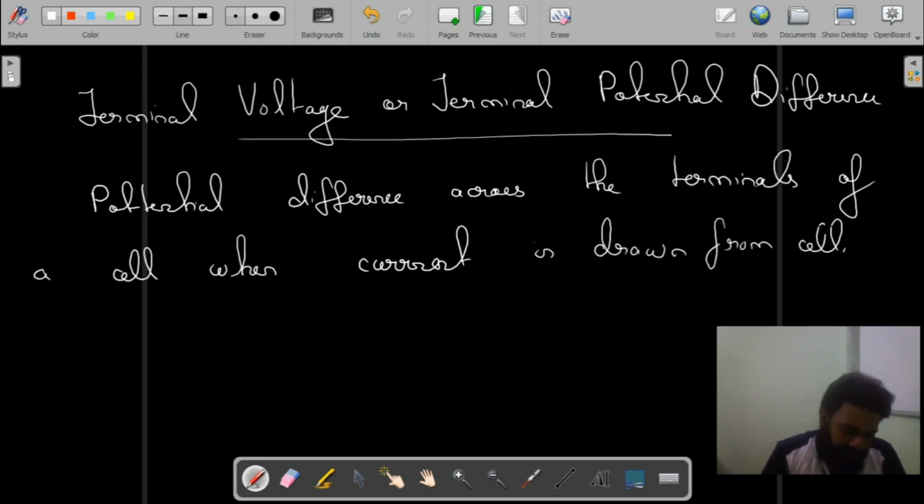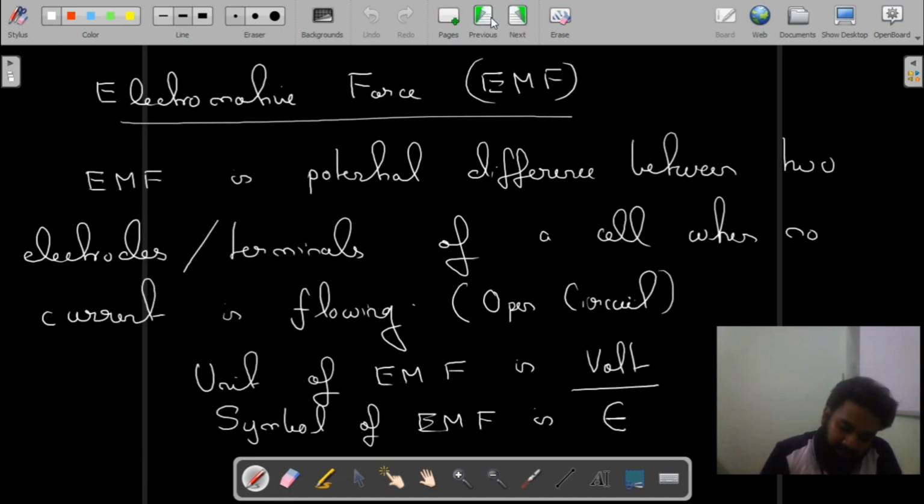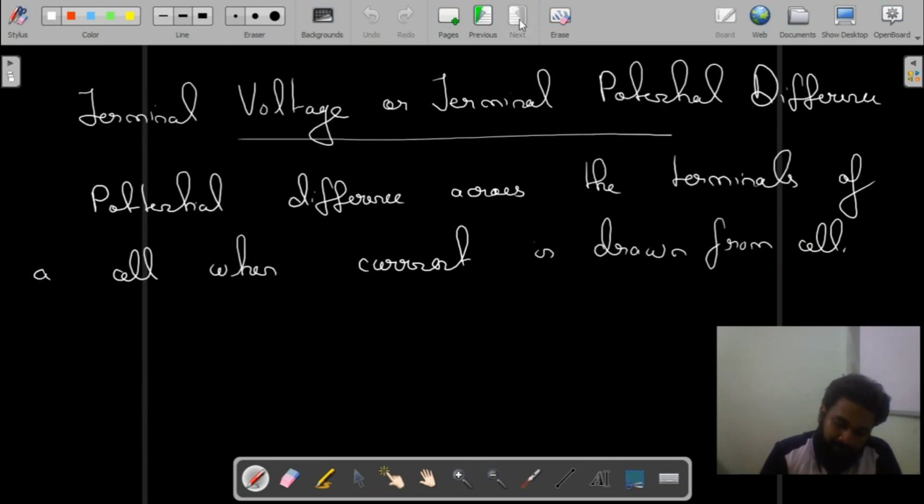Okay, that is when current is flowing. Previously, what is EMF? See the difference. Electromotive force or EMF is the potential difference between two electrodes or terminals of a cell when no current is flowing, that is open circuit. Now this one is the potential difference across the same terminals of the cell when current is drawn from the cell.